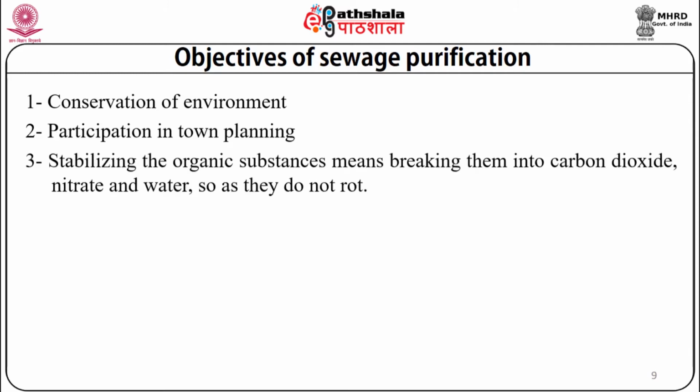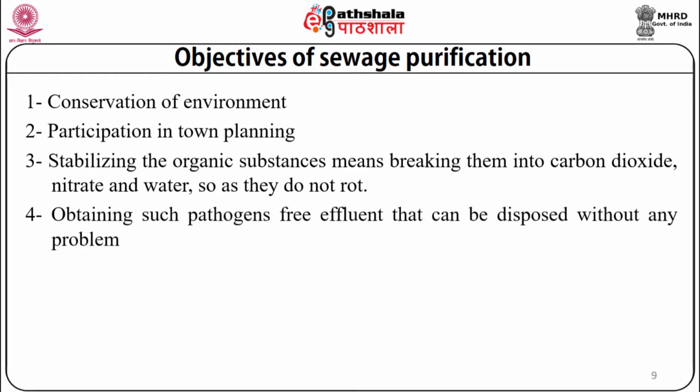The third important thing is stabilizing the organic substances, meaning breaking them down into carbon dioxide, nitrate and water so that they do not rot. This is another important consideration in sewage purification. Another is obtaining pathogen-free effluent that can be discharged without any problem. So whatever sewage is flowing through the sewage system should be treated in such a manner that the effluent doesn't cause any harm and can be disposed of without any problem.